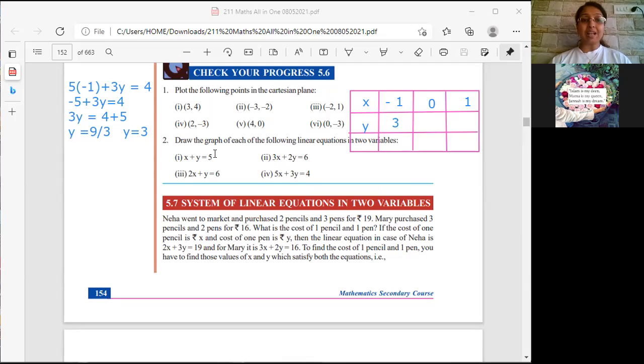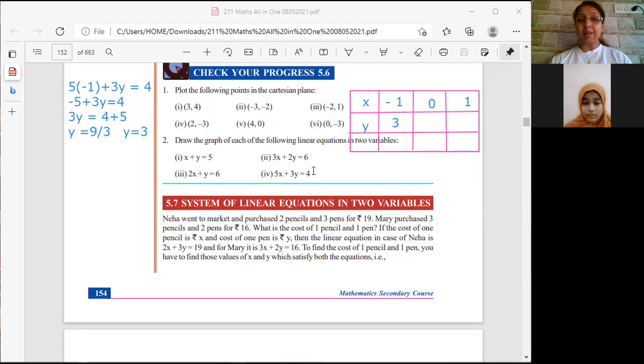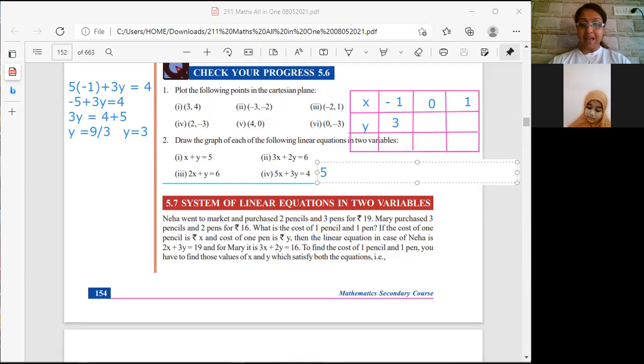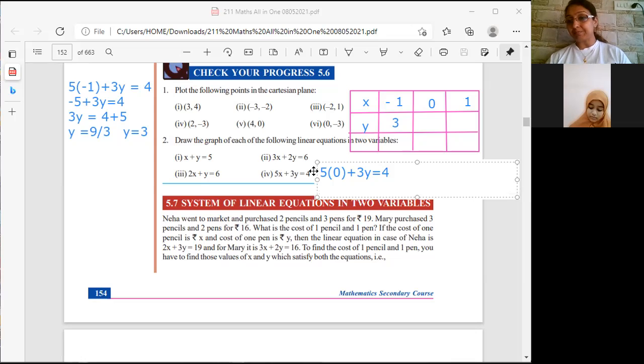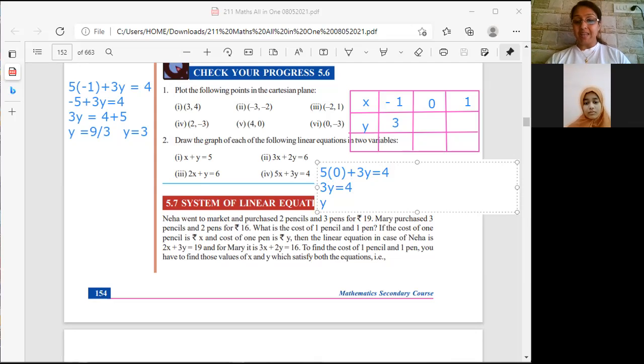Now I will try doing it with 0. Again, I'm going to substitute. 5 bracket 0, plus 3y is equal to 4. Am I right? Anything that is multiplied by 0 is going to be 0. So what am I going to get? 3y is equal to 4, and I'm going to get y is equal to 4 by 3. Can I reduce it?